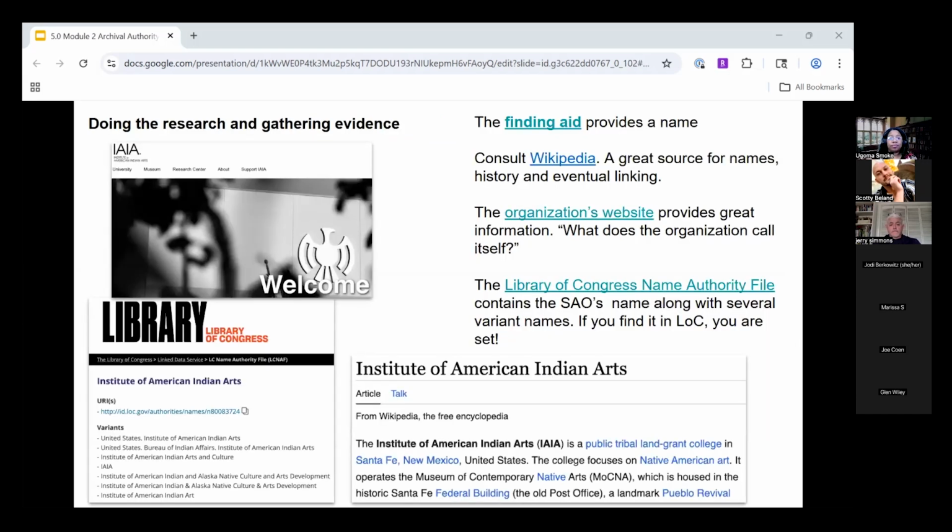Now here we see examples of different resources that could be consulted when establishing a preferred name, as well as variants for the Institute of American Indian Arts: the finding aid describing the records of the entity, Wikipedia, the organization's website, and the Library of Congress name authority file. Generally, we can establish a new entity in SNAC that matches and then builds upon the LCNAF authority record. However, this is not always possible when the name doesn't yet exist in the LCNAF.